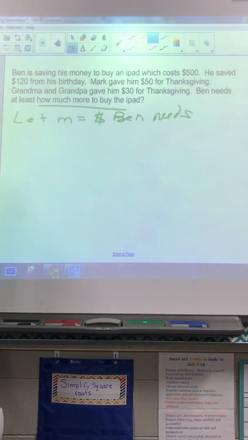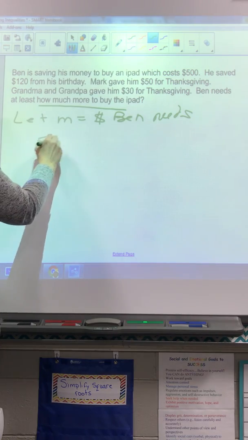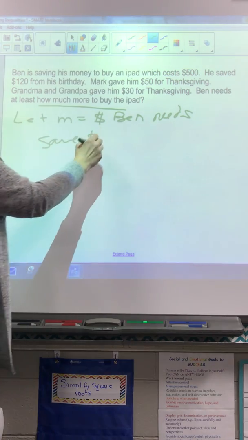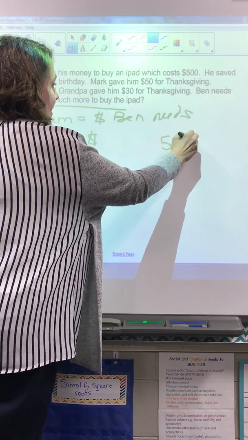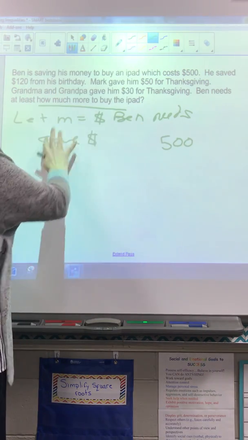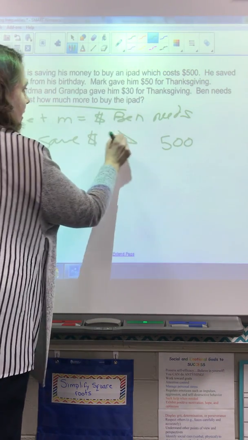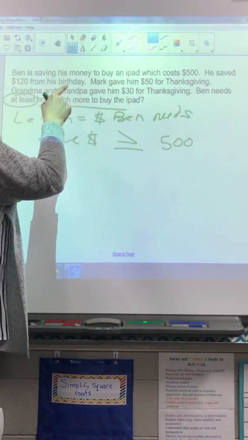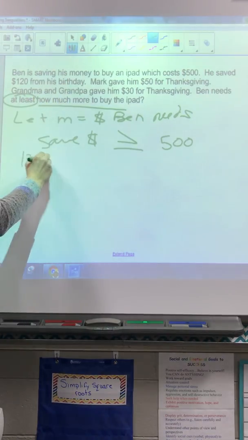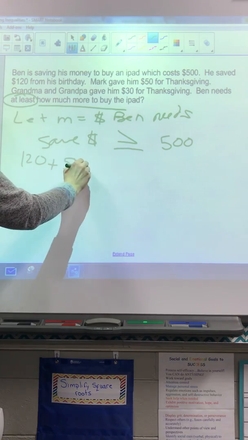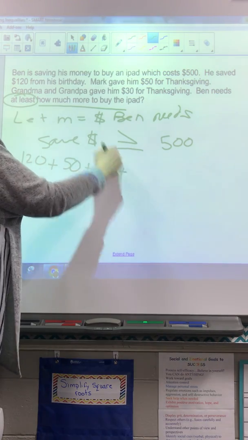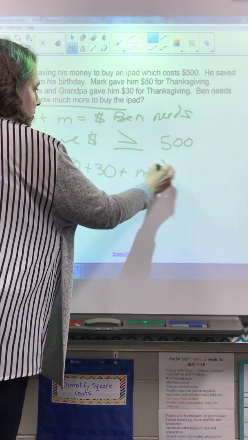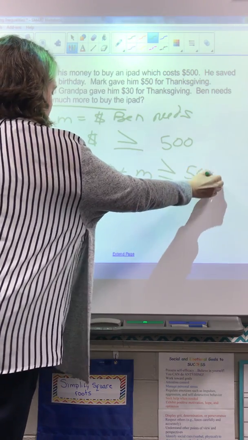Now I'm going to organize my thoughts. Ben's going to save money, and it has to be something compared to the $500 for his iPad. What he saves must be greater than or equal to. At least. Greater than or equal to. So let's see what he has saved. He saved 120 plus 50 plus 30 plus whatever else he needs, greater than or equal to 500.